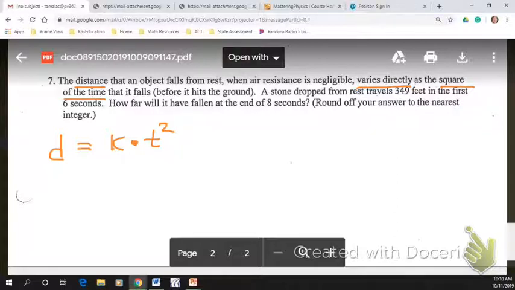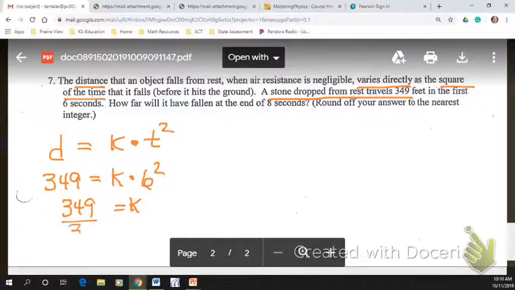Everybody with me? Okay, so tell me what numbers I need to fill in next. The distance of 349 feet. Okay, 349 feet is my distance. How long does that take? 6 seconds. So I'm going to replace t with a 6. Okay, how do I solve this thing for k? 349 divided by 36. So type that in your calculator and tell me what k, well, let's just leave it.